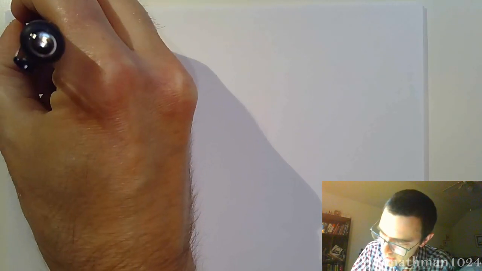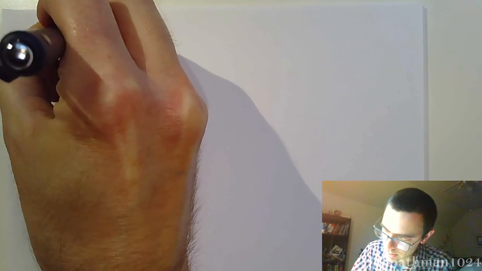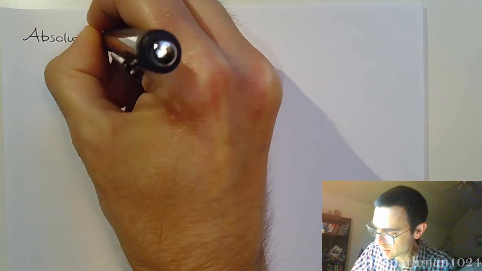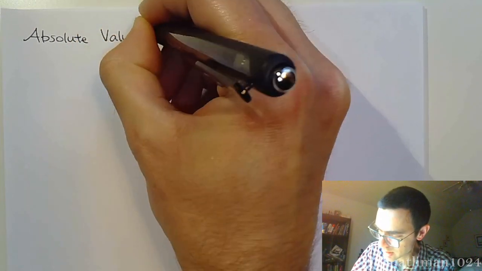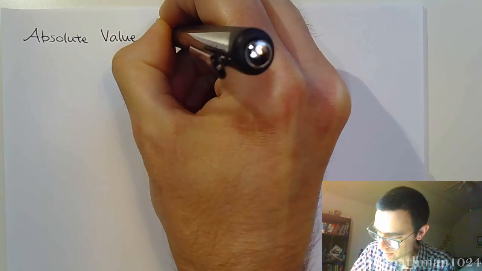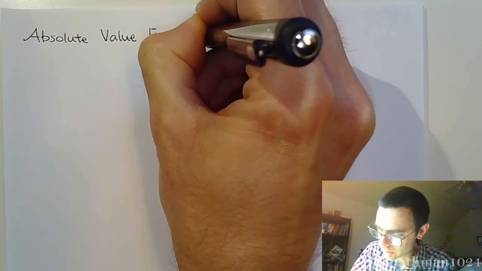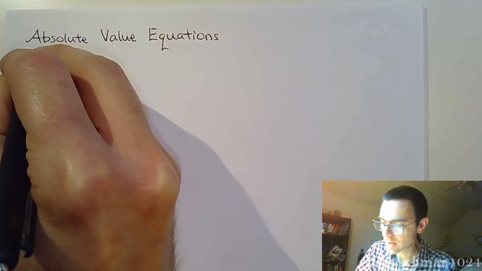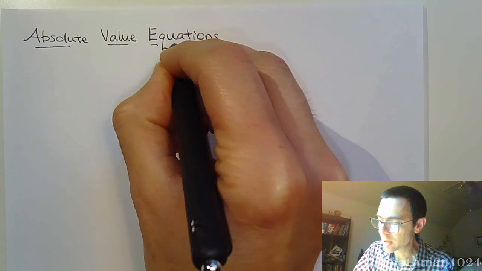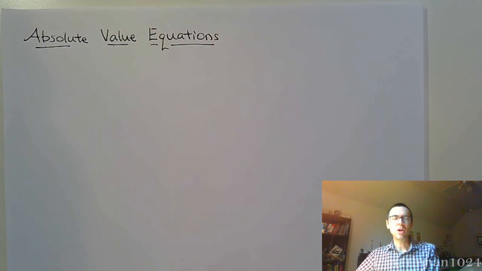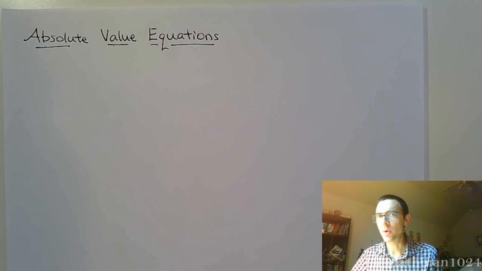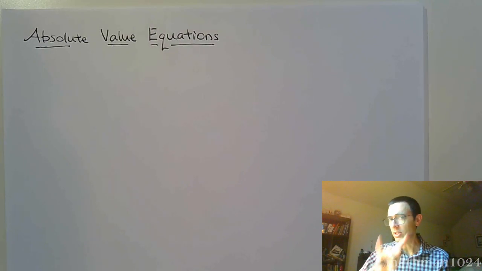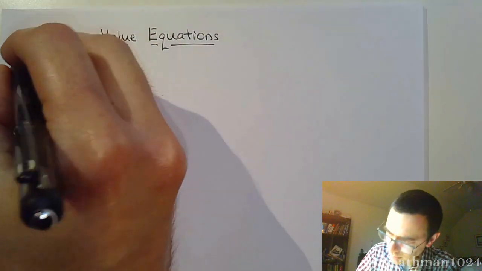So for absolute value equations, there really isn't a whole lot to worry about. You just need to make sure that you remember what our expectations are for an absolute value equation. For the most part, we kind of expect to get two answers from this.